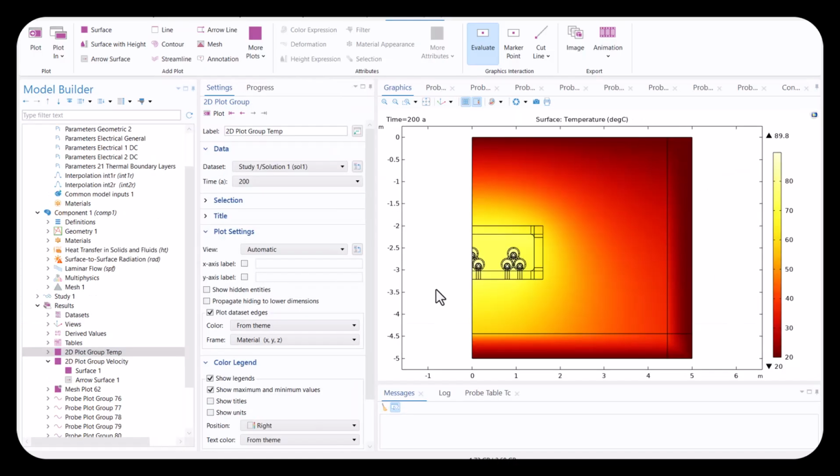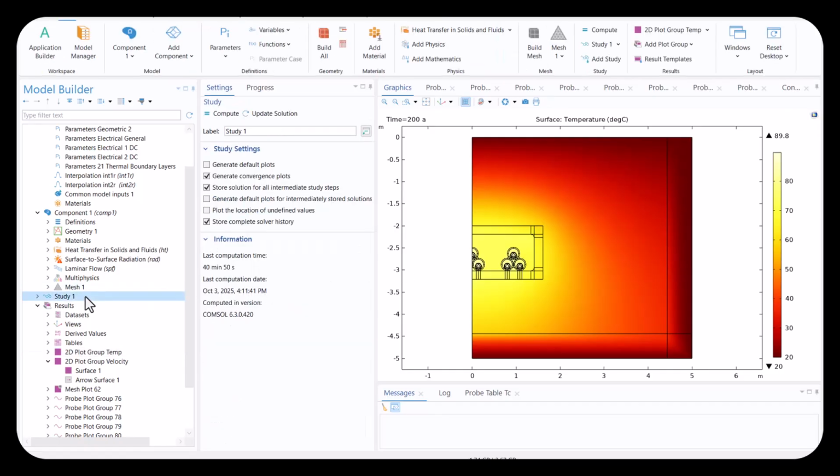Now compare results with a half symmetry model and observe that the maximum conductor temperature also reached 89.8 degrees Celsius, which is identical to the result using the full model. However, using the half symmetry model, the computation time reduced by about 1/3.